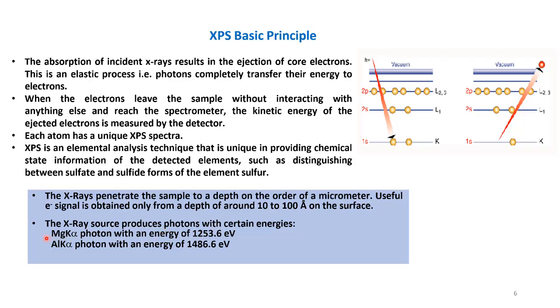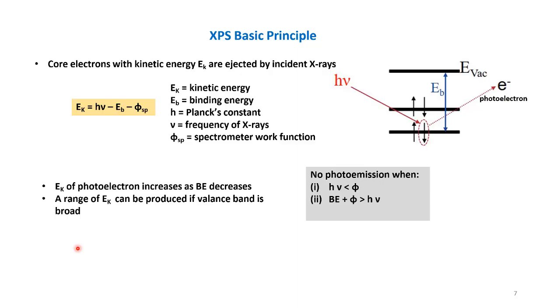For example, for magnesium K alpha, a photon with an energy of 1253.6 electron volts will be there. Then, if we have an aluminium sample, aluminium K alpha will be 1486.6. So if our energy is in this range, around 1250, that means it is magnesium. If it is around 1486, then we can call it aluminium. So that kind of characterization we can do.